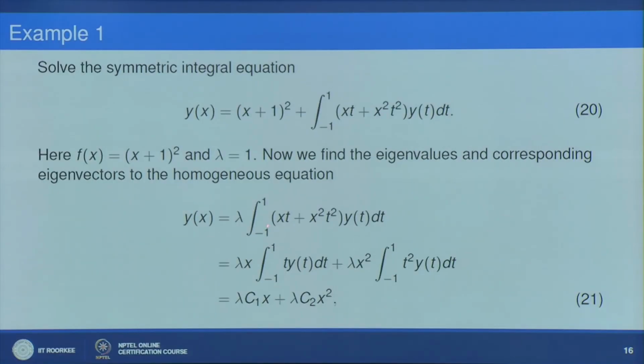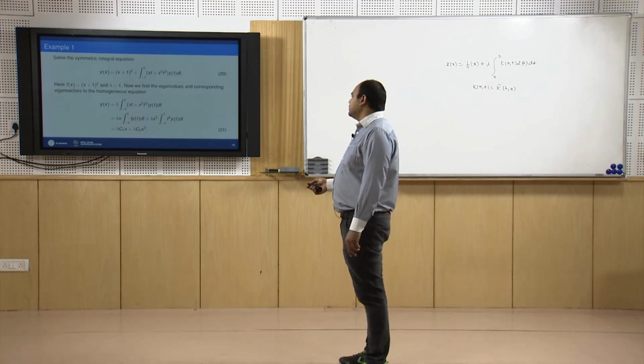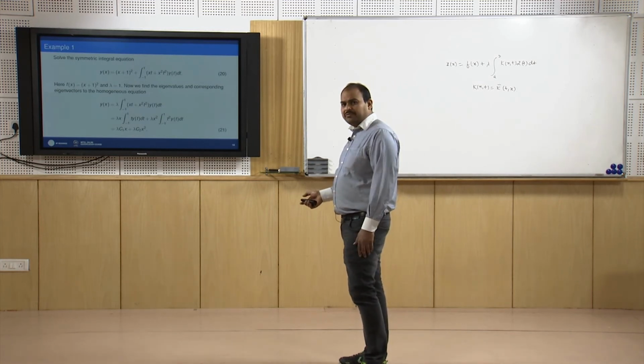So here we need to find out eigenvalues and eigenfunction. To find out eigenvalues and eigenfunction, let us consider the homogeneous version. Homogeneous version means this f of x is not there, so we are considering this homogeneous problem, that is y of x equal to lambda integral from minus 1 to 1 of x t plus x square t square y t d t, and we want to find out the values of lambda for which we have a non-trivial solution, and those values we say are eigenvalues and the corresponding solutions eigenfunctions. So we are solving this with the help of the method which we have developed for separable kernel.